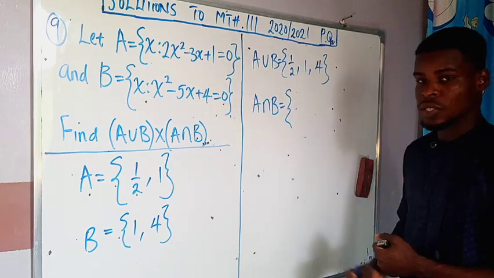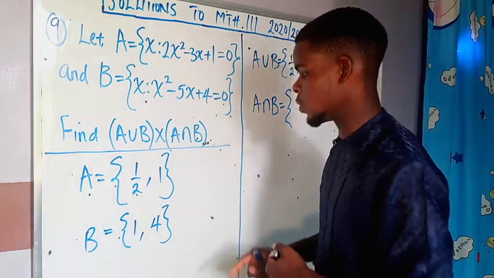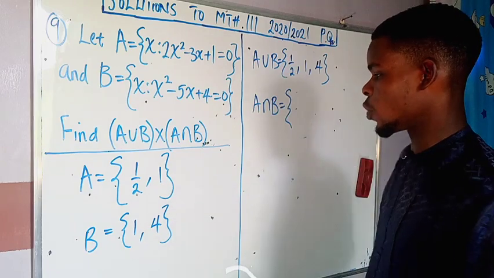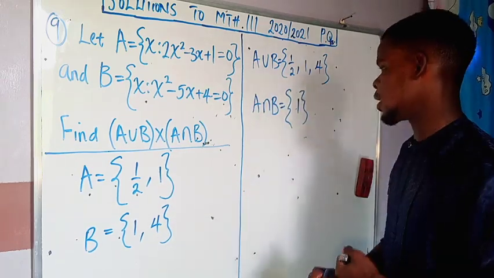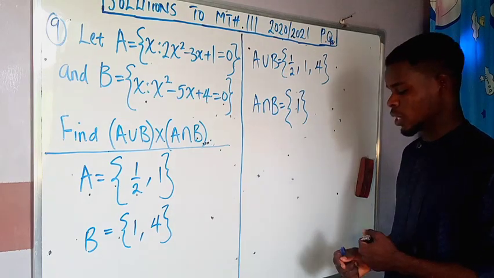By intersection, we're talking about elements common to both sets, right? So that means we're going to be looking at 1, because 1 is common to both A and B. So it's just a singleton, that is, a set that contains only 1 element.